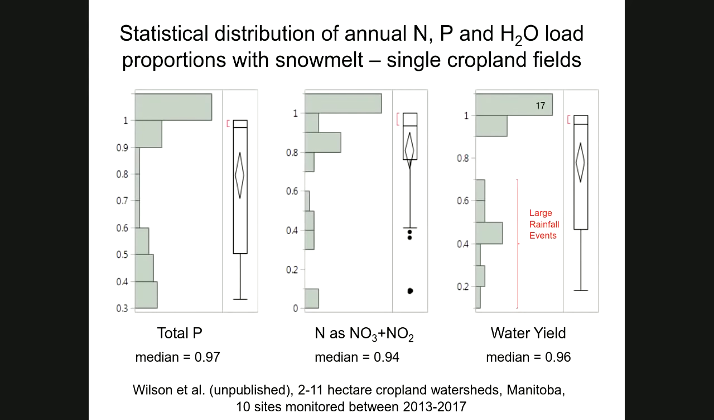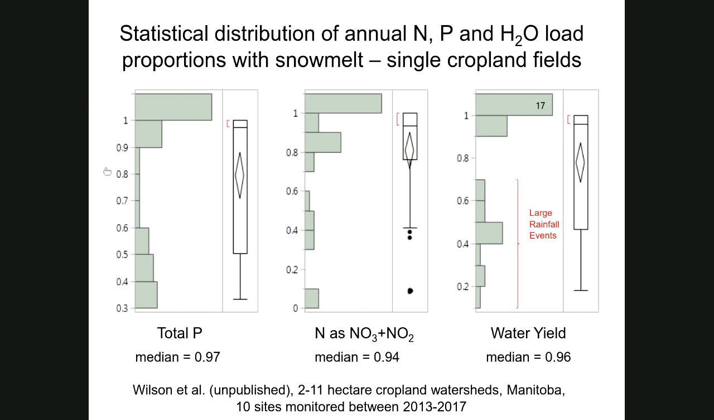But I'll bring in some data that we have from small watersheds here in Manitoba just to illustrate that large rainfall events can still be pretty important when we're thinking about movement at the field scale. And so what's shown in this figure is a frequency distribution of what proportion of, see if I get my pointer here, on this site here.